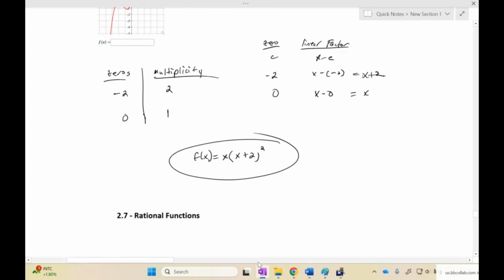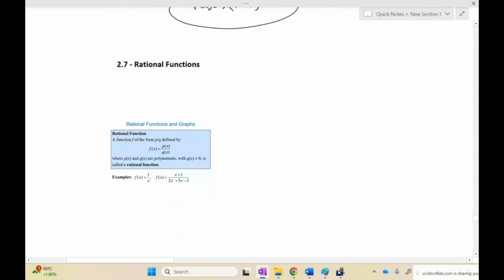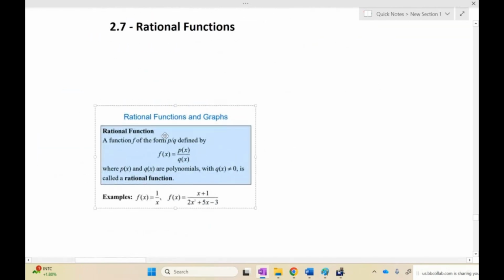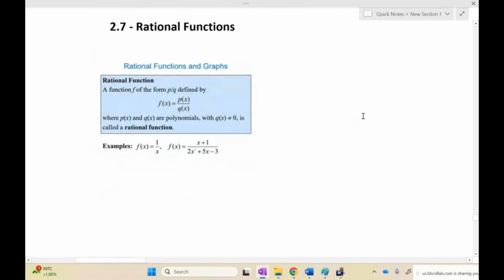All right, now in the next section, we're going to deal with rational functions. And rational, it just means fraction. So we're dealing with fractional polynomials where you have a polynomial in the numerator and you have a polynomial in the denominator, right? We talked about domain and range.